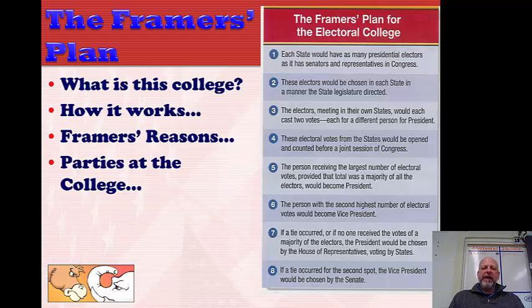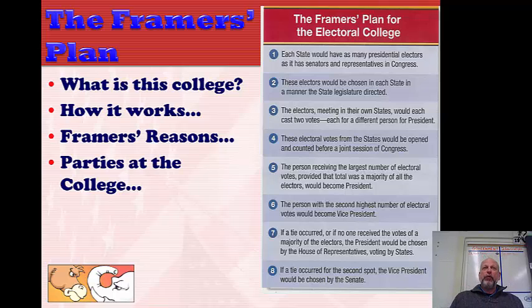Then along came political parties, which had to change the Electoral College. You see, originally in the Electoral College, the people would choose these electors who would then go and meet together in each state and decide as a state who would be the best person to vote for president and vice president. And each one had 2 votes. Whoever got the most votes out of the Electoral College got to be president, and whoever got the second most votes got to be vice president.